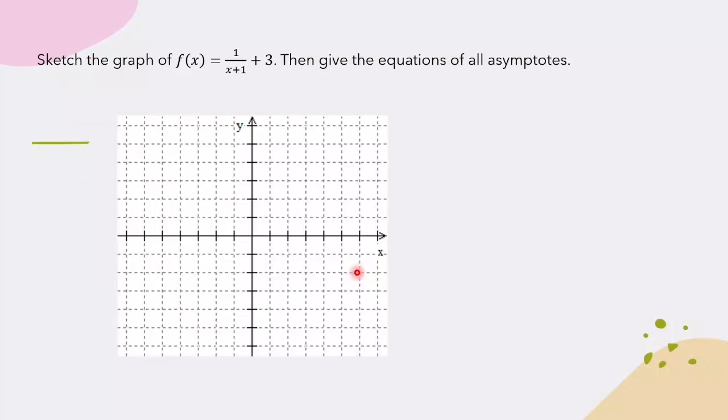So let's try to sketch the graph of f of x equals 1 over x plus 1, plus 3. Then give the equations of all asymptotes. Well, I can use my idea of graphing transformations to sketch this graph. I can start with my parent function, y equals 1 over x. That's what we just graphed in the previous slide. y equals 1 over x goes through the point 1, 1 and -1, -1, has a horizontal asymptote of 0 and a vertical asymptote of x equals 0.